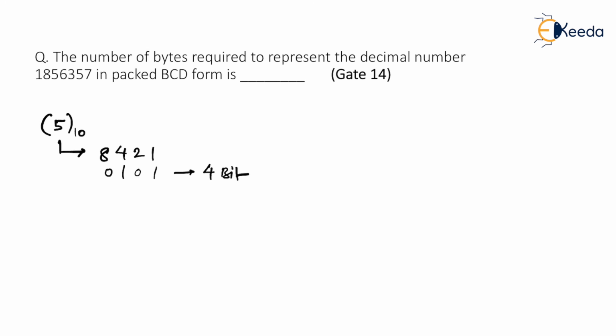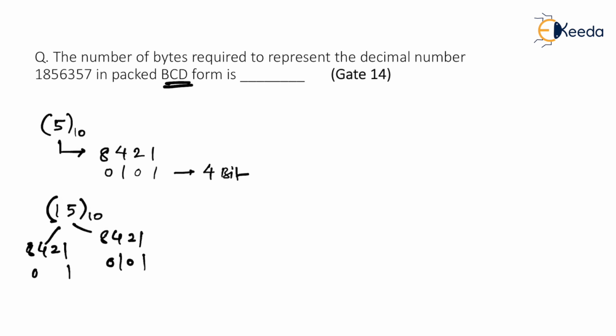Is that right? Or let's say I have 15 to the base 10. Then below 5 I have to write 8421, and below 1 I have to write 8421. See, this is the standard procedure to convert decimal to BCD. Why am I converting into BCD? Because I want BCD form, right? So 5 is 4 plus 1, and to represent 1, below 1 only I'll write 1, and the rest of the bits are 0. This requires 8 bits.